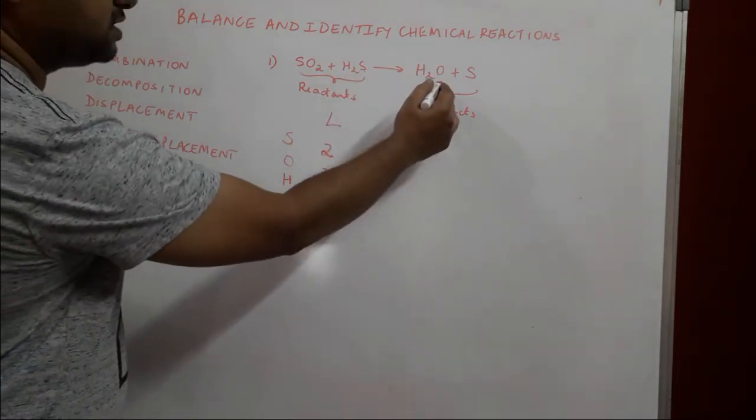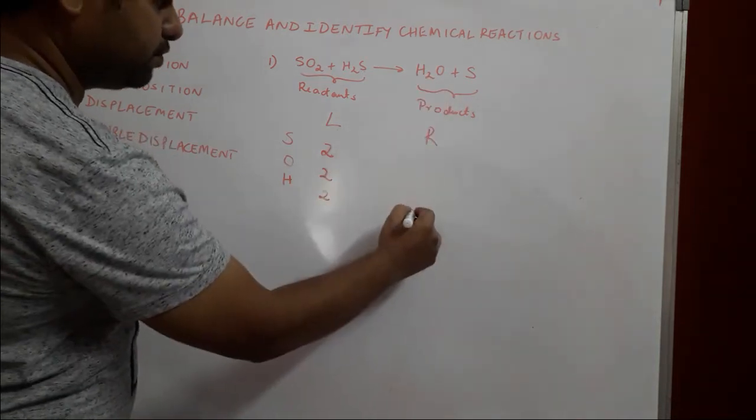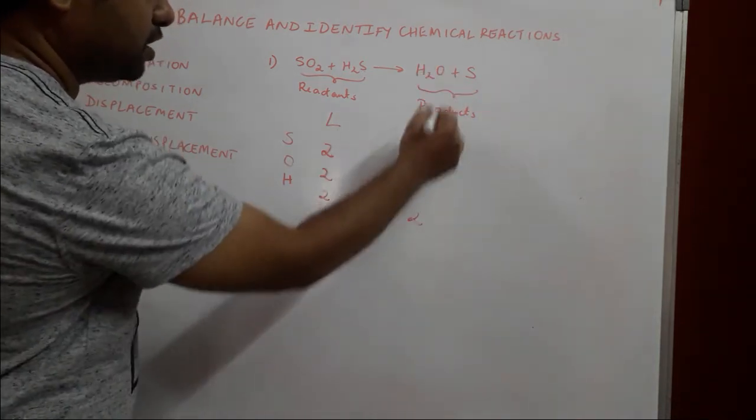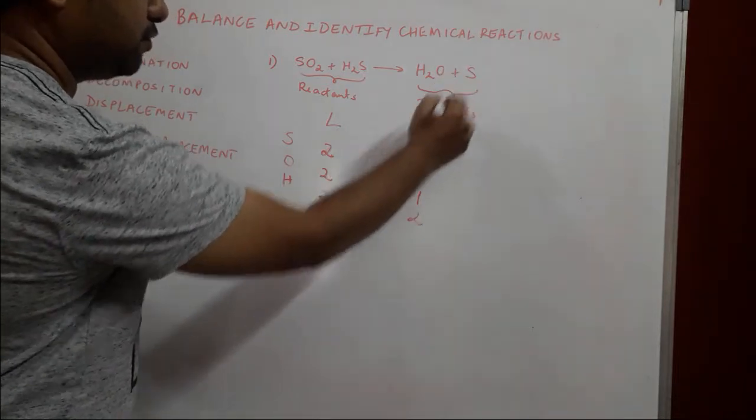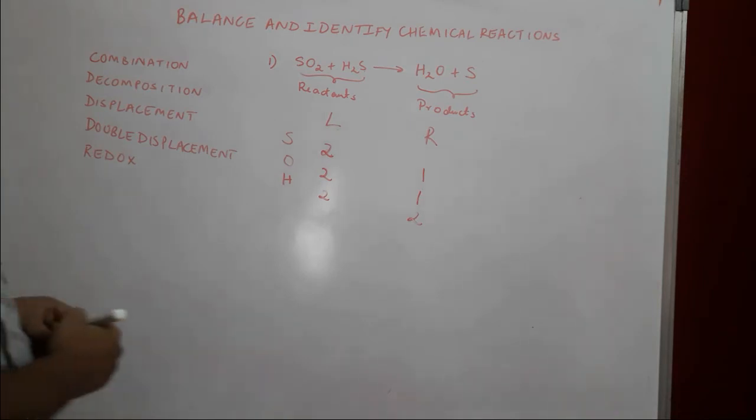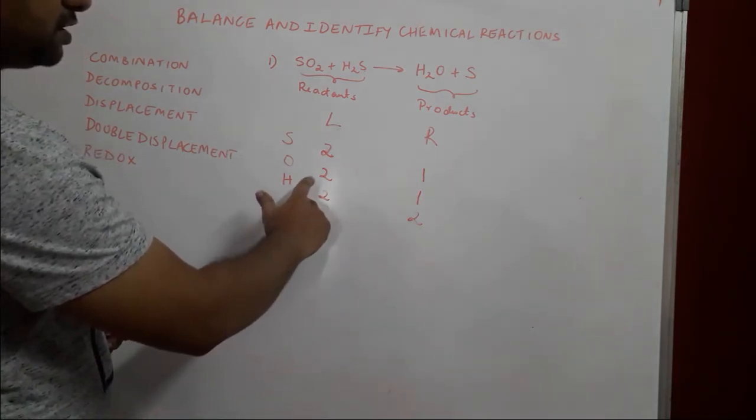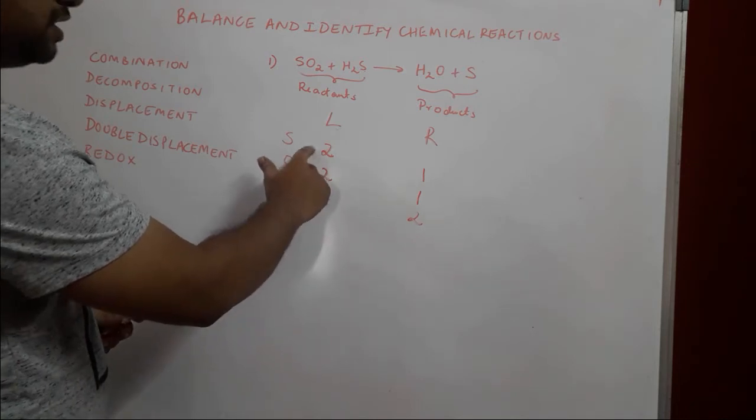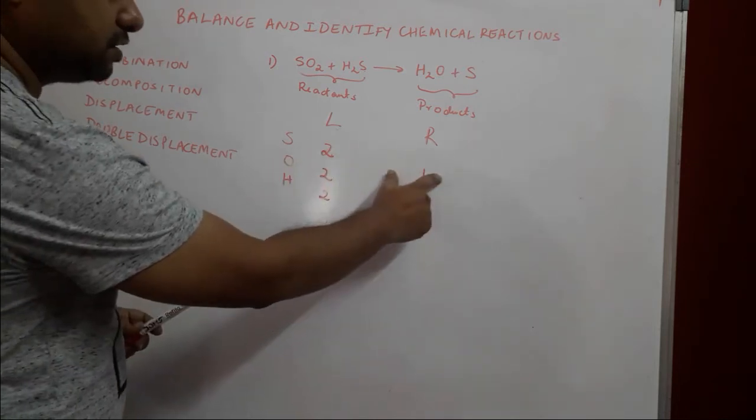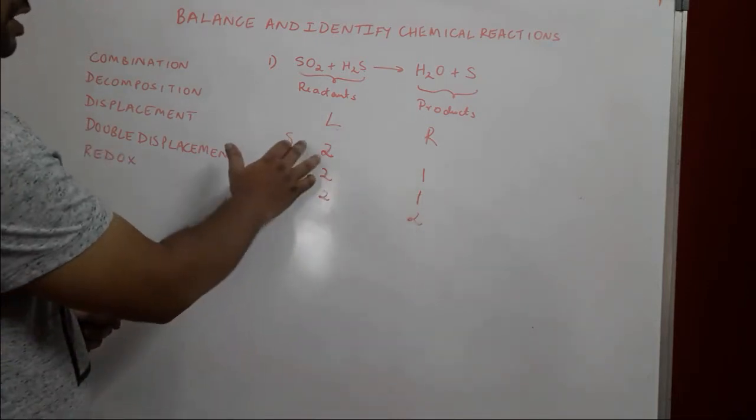Then on the right hand side, we have 2 atoms of hydrogen. So I will put it over here. 1 of oxygen over here, and 1 of sulfur over here. Okay, so you can see clearly only hydrogen atoms are balanced, but oxygen atom and sulfur atom need to be balanced on the product side, that is on the right hand side. So let's begin with sulfur.